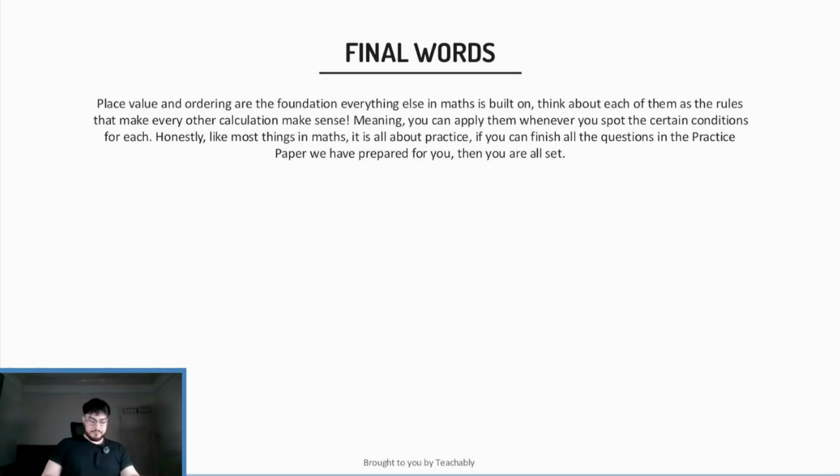Some final words, place value and ordering are the foundations everything else in maths is built on. Okay? Think about each of them as the rules that make every other calculation make sense, meaning you can apply them whenever you spot the certain conditions for each. Honestly, like most things in maths, it's all about practice. And if you can finish all the questions in the practice paper we have prepared for you, then you're all set. And remember, you can always look at the mark scheme to make sure you're going along the right tracks. And then you can always refer back to this video if you have a concept in there that you're struggling with.